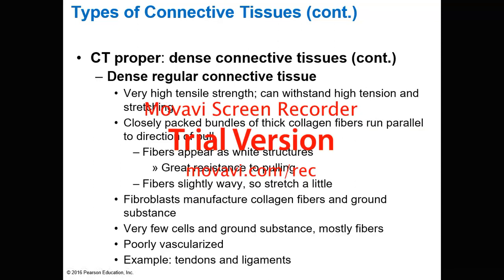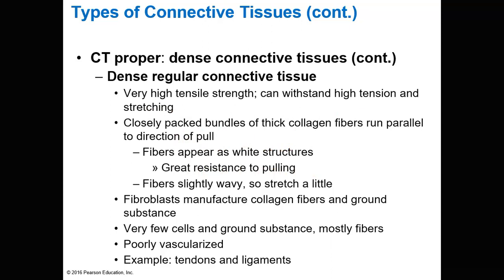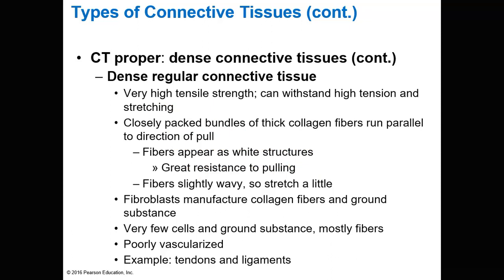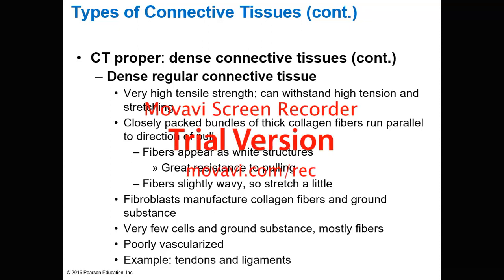All right, so the dense regular connective tissue, all right, very high tensile strength, can withstand high tension and stretching. Closely packaged bundles of thick collagen fibers run parallel to direction of pull. Okay, fibers appear as white structures, great resistance to pulling. Fibers are slightly wavy, so stretch a little, and the fibroblasts manufacture collagen fiber and ground substance. Okay, and very few cells and ground substance, mostly fibers.